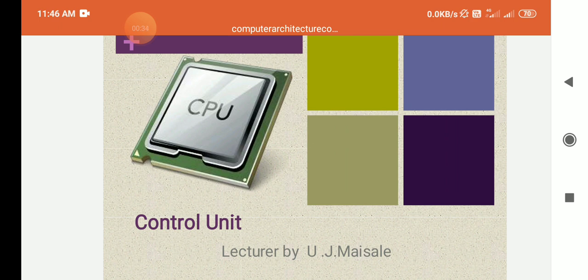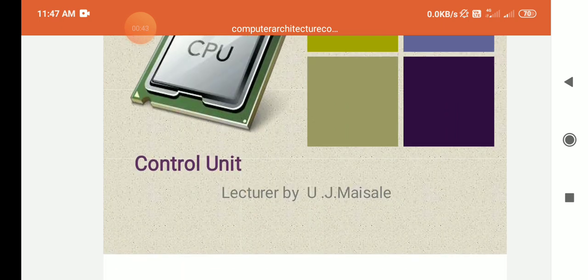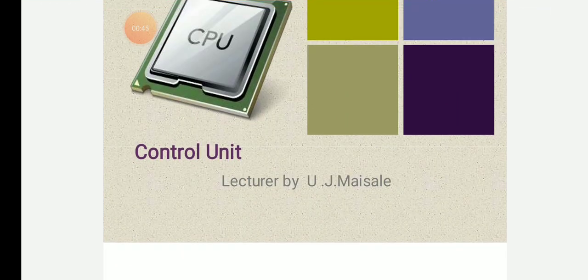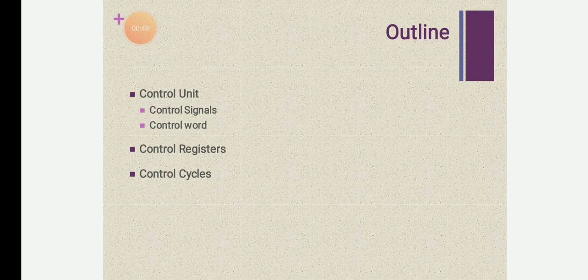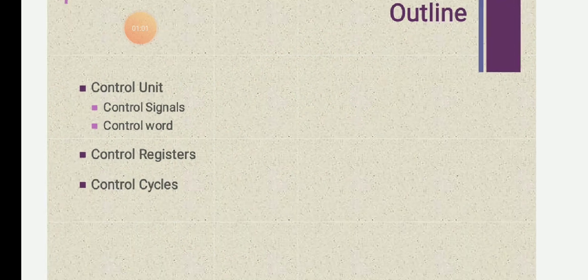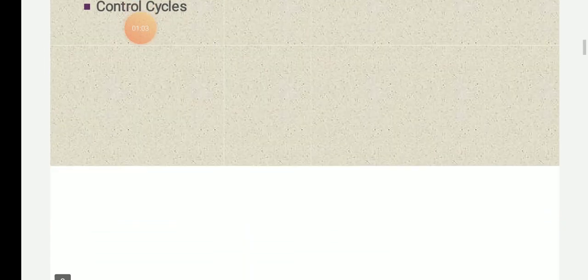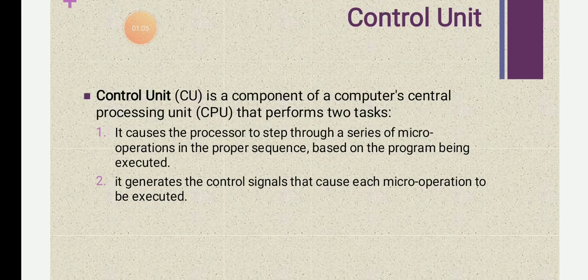So today's class, we will move on to the control unit block diagram. Let us start with the outline, the contents. First one is the control unit, in that control signals and control word. After that control registers, then we will discuss the control cycles. So first we will move on to the control unit.